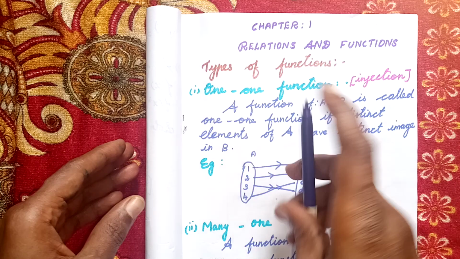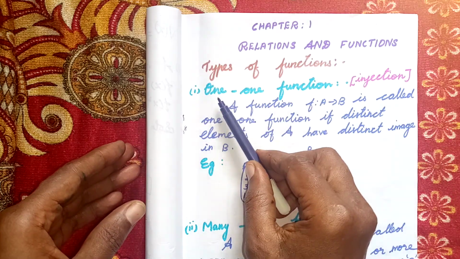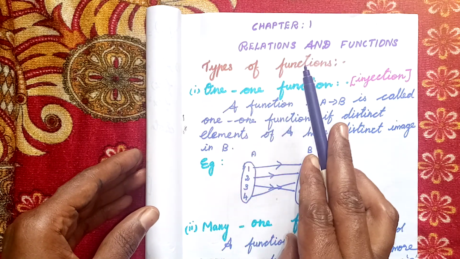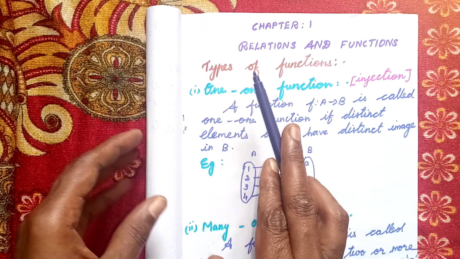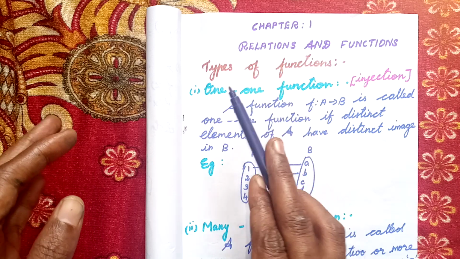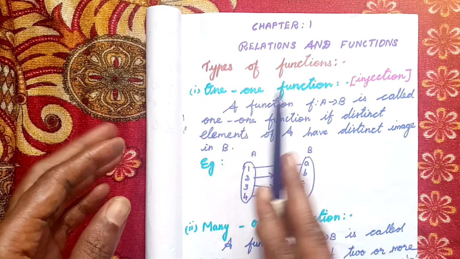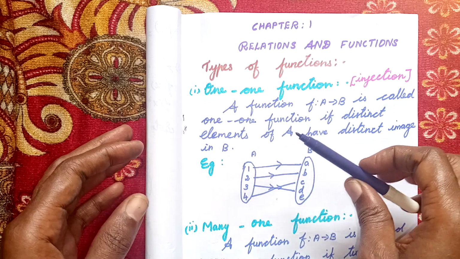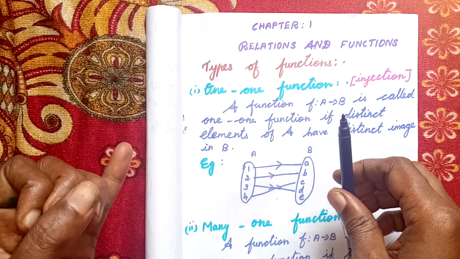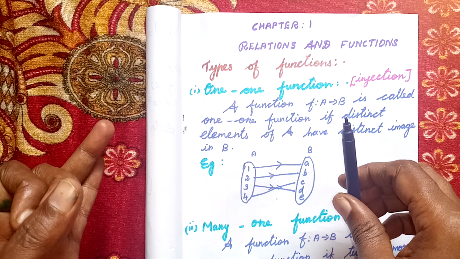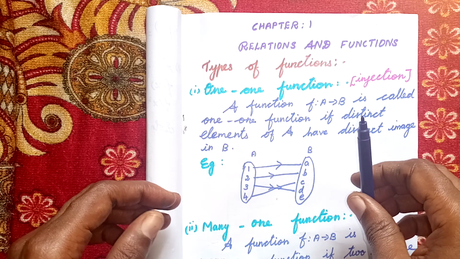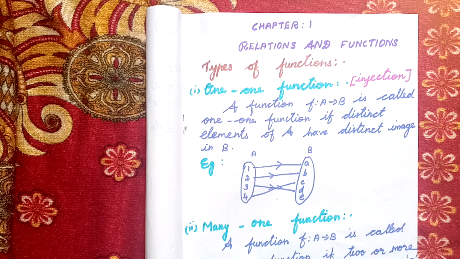Now, types of function. I am going to explain 5 types of function. Afterwards, you will learn some special types of function. They are: one-one function, many-one function, onto function, into function, and one-one and onto function. I am going to explain all of this.